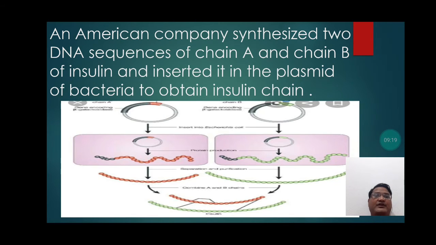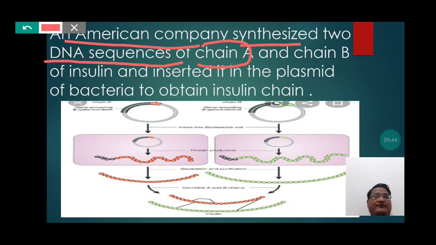An American company synthesized two DNA sequences of chain A and chain B of insulin and inserted them in the plasmid of bacteria to obtain insulin chains. So students, an American company synthesized the two DNA sequences of chain A and chain B of the insulin separately in the plasmid of the bacteria to obtain the insulin.